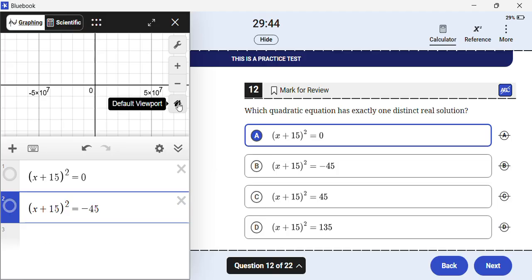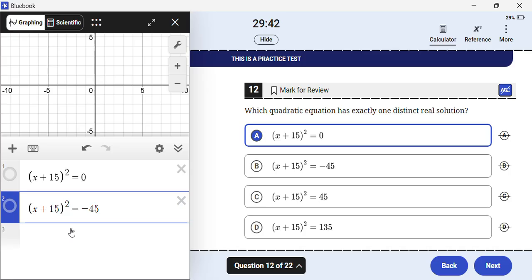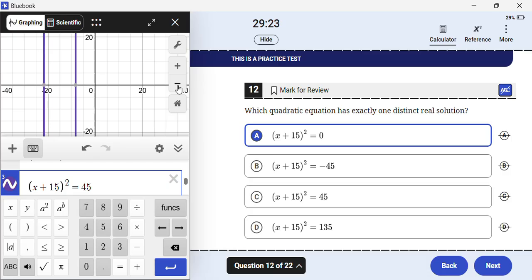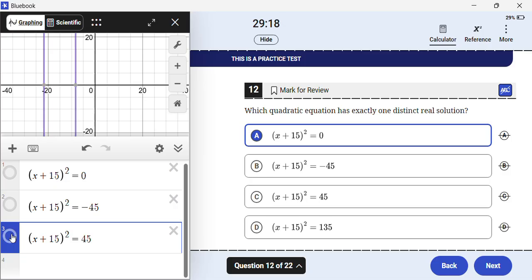Hit that home button to get our graph back into the normal coordinates, to the origin. And let's do answer choice C. Now again, if you are on the real test, you don't have to sit and go through all of these. But if you're unsure of your answer, you can go ahead and do it. Well, I see an answer. Oh, I see two answers. So that's not going to be it. We're looking for something with just one answer.